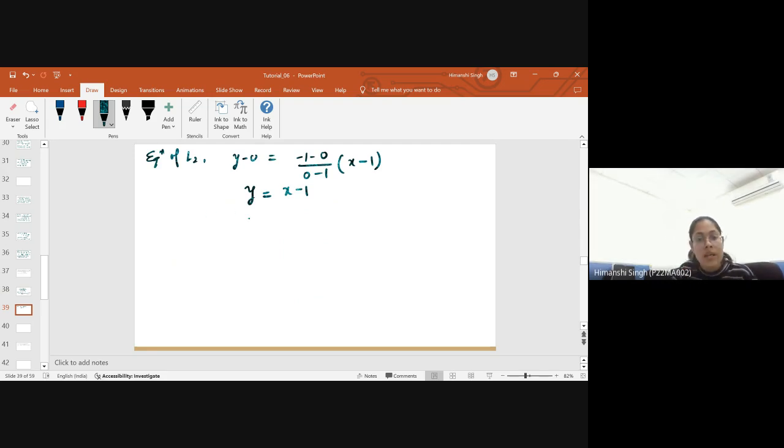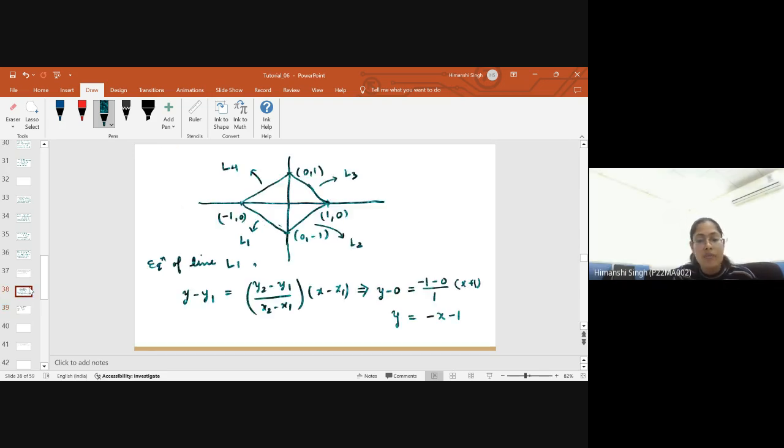Now similarly, we'll find out the equation of L3. So the equation of L3 will be y is equal to 1 minus x, and the equation of L4, by a similar method you can find out. So the equation of L4 will be y is equal to 1 plus x. So finally we have found all the equations of these lines.